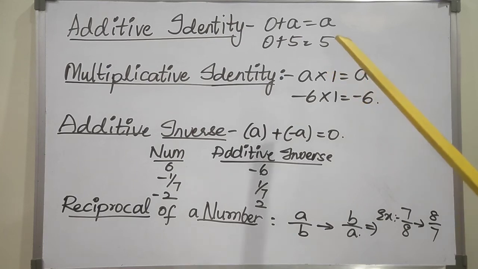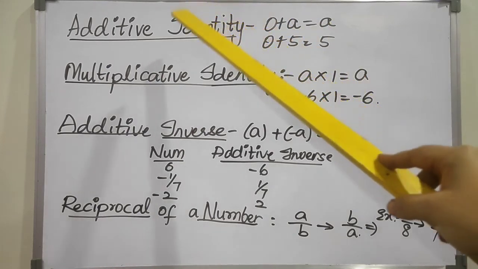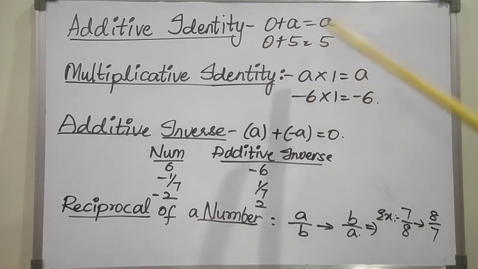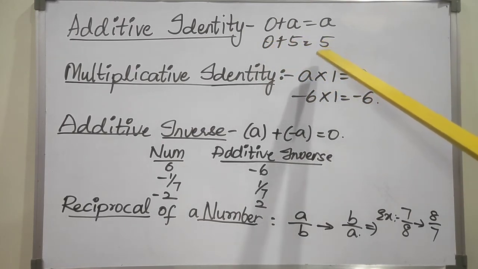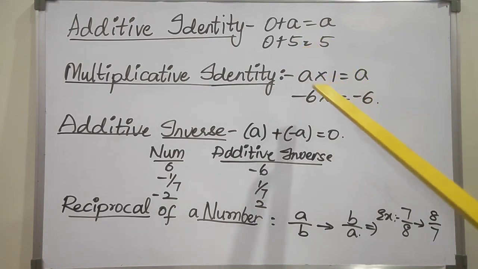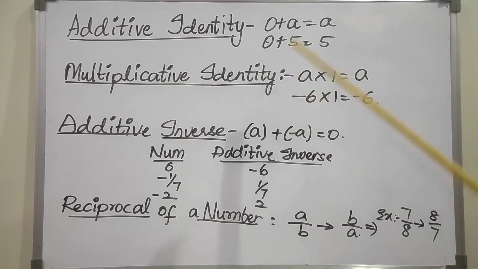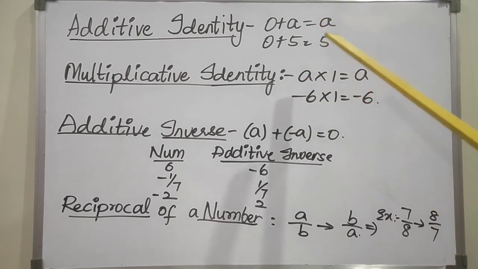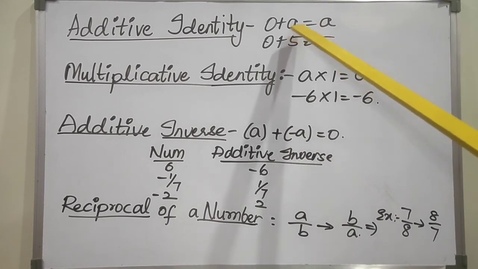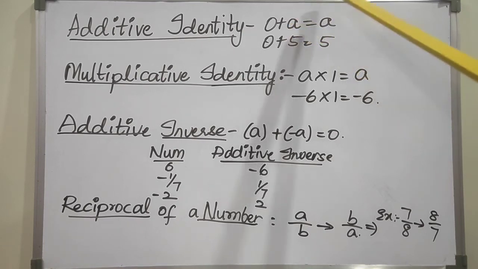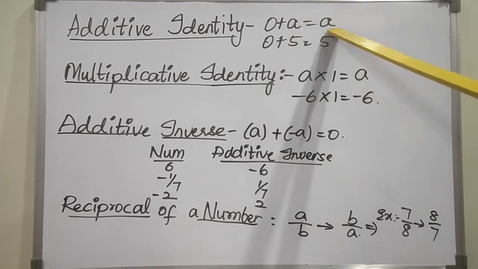So here you have to observe 0 is the additive identity of whole numbers. Whenever 0 is added to any integer, the result is the integer itself. The same is done for the rational numbers. If 0 is added to any rational number a by b, then we get the number itself. Means here in the place of a, we have taken a by b as a rational number. Then the result will also be the same a by b here.